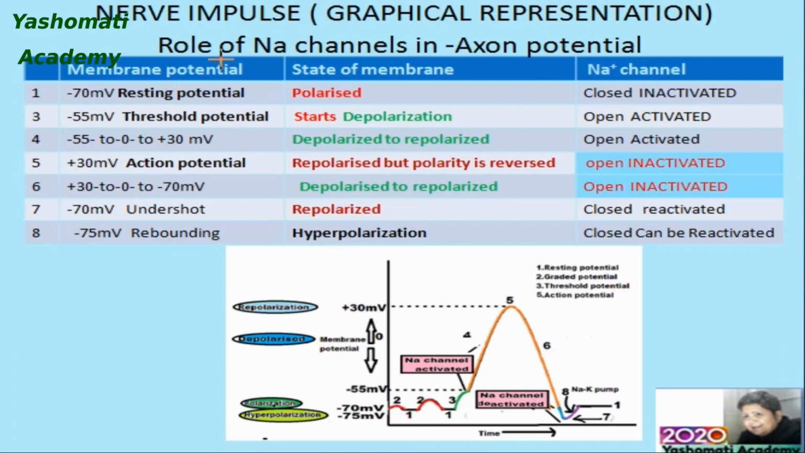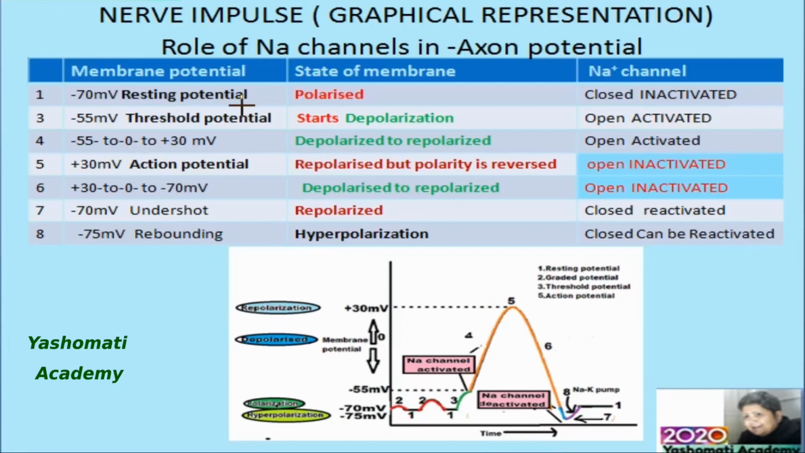We will study that at this membrane potential, what is the state of the membrane and what is the state of the sodium channel. When the membrane is at resting potential, the state of the membrane is polarized. And at this stage, sodium channels are closed and inactivated. They are closed, meaning they cannot conduct ions through them, and they are inactivated too. But when the membrane potential goes up to minus 55 millivolt, then the neuron is fired.